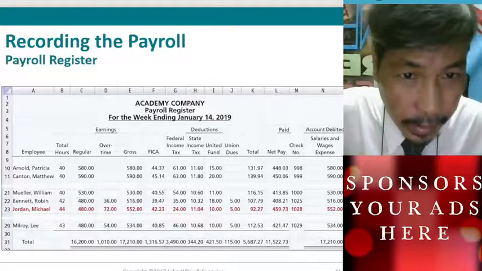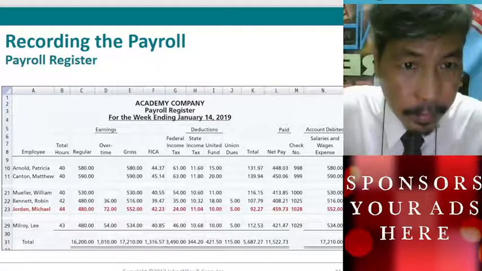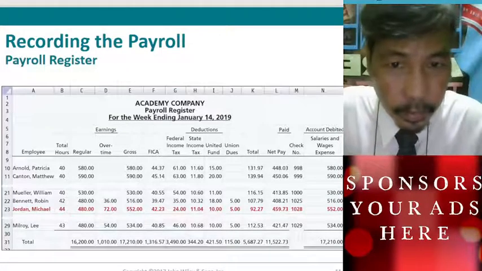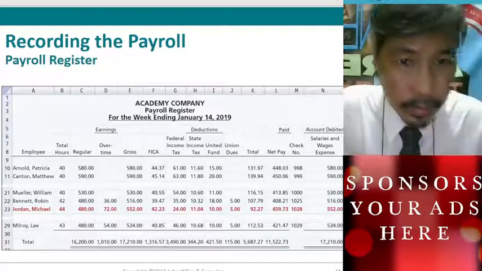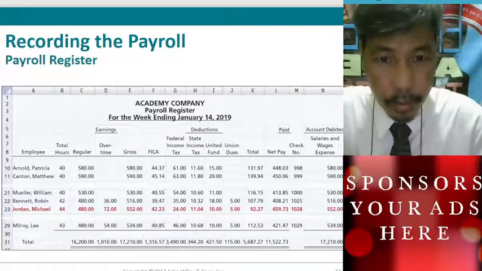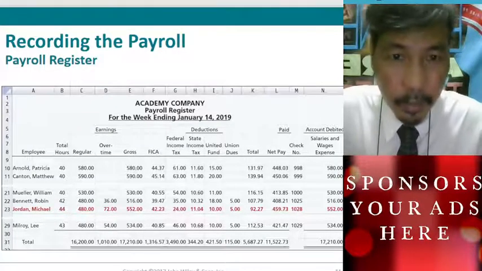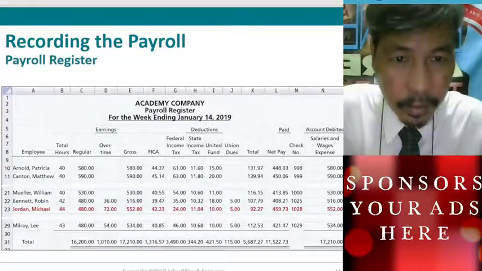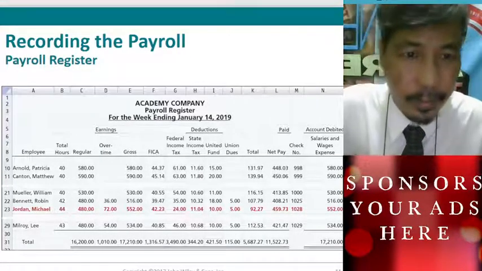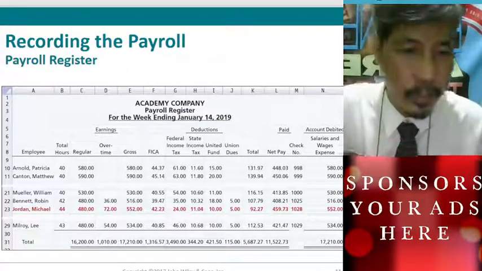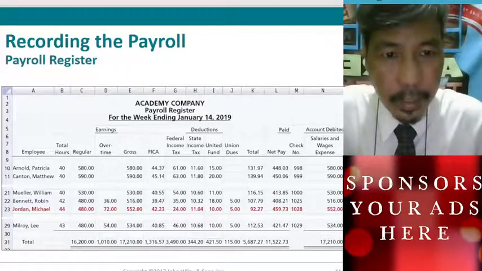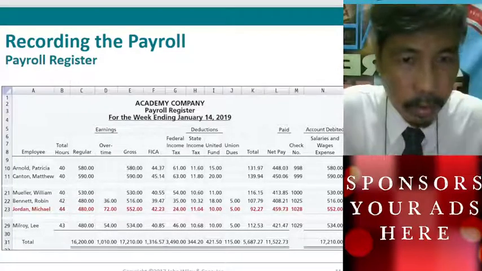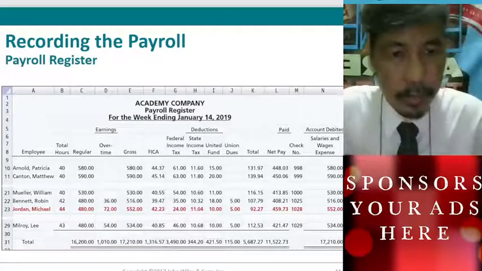So FICA like that. So total hours, regular, overtime, gross. Gross is the total. Then deductions: FICA, federal, state. Just familiarize yourself with this. Then net pay, meaning gross minus total deductions.